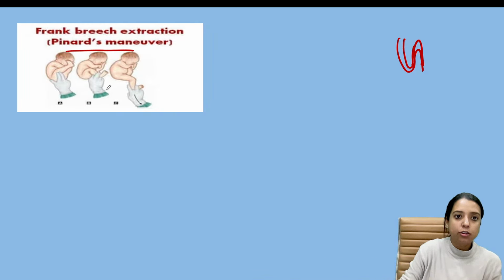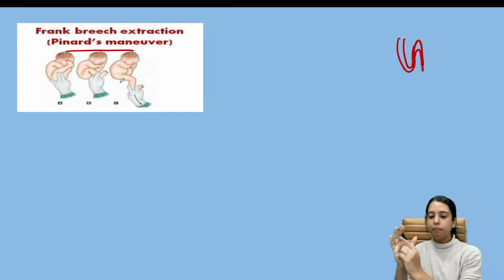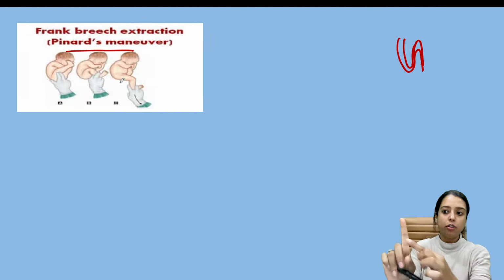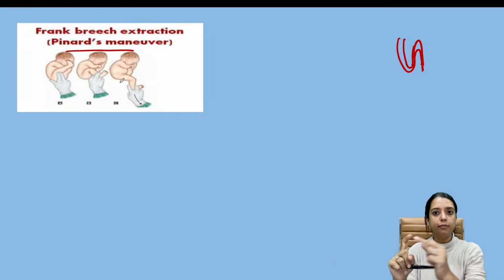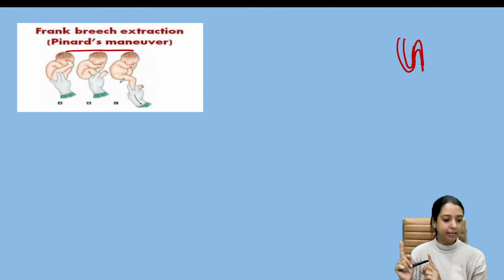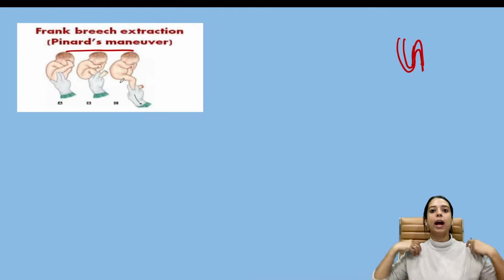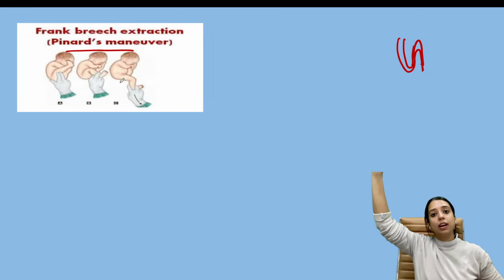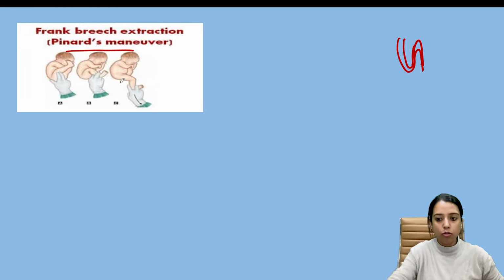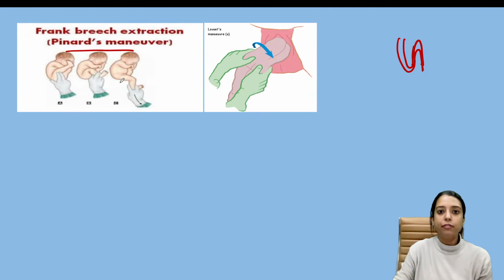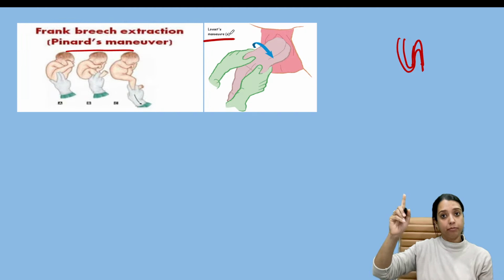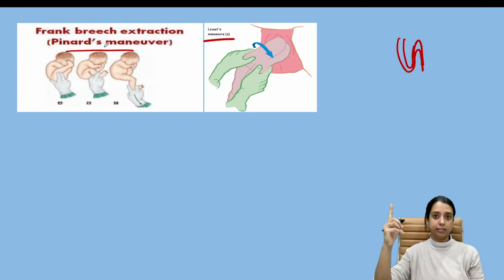Pinard maneuver is done in case of frank breech. You go to the leg, you go via your finger, you pin the popliteal fossa. When you pin the popliteal fossa, the leg will flex. As it flexes, catch it, bring it out. Pin the popliteal fossa, Pinard's maneuver. Done for extended legs. Suppose legs have come out. Now hands are extended. We call it nuchal arms. If nuchal arms are there, how to bring them out? Lovset maneuver. You rotate the baby and take the arms out. So Lovset maneuver is done for extended arms. Pinard's is done for extended legs.